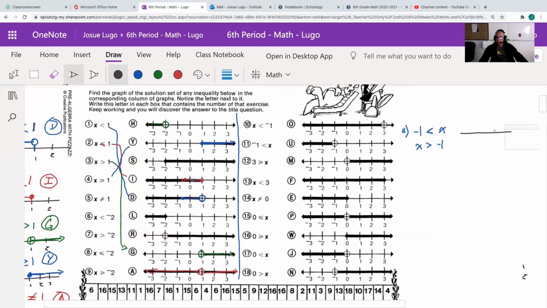So for my number line, I'm doing a line. I'm going to make sure I include the number negative 1. So here's negative 1, here's negative 2, and here's positive 1. x can be any number that is greater than negative 1, not including negative 1 because it doesn't have a line. So it's going to be an open circle. So I can see that the answer is N, because look, open circle at negative 1, any number greater than negative 1.